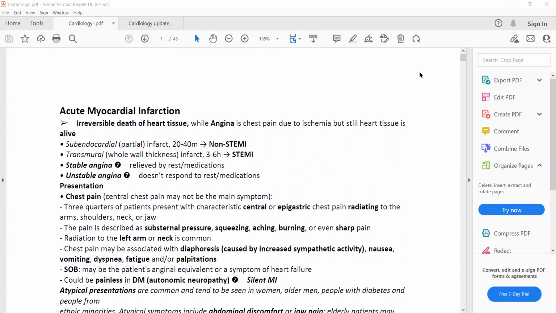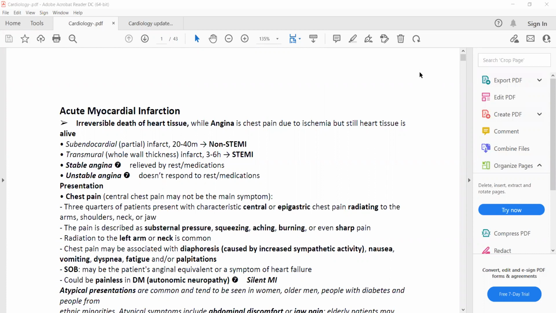such as chest pain, central or epigastric chest pain that radiates to the arms, shoulders, neck, or jaw. So the main presenting complaint will be chest pain. Along with chest pain, the patient can also have other symptoms such as increased sweating due to increased sympathetic activity, nausea and vomiting, dyspnea, fatigue, or palpitation as well.